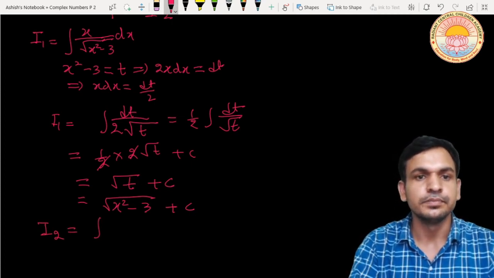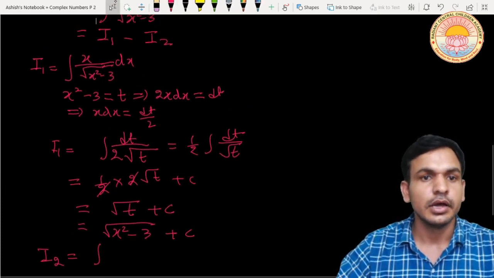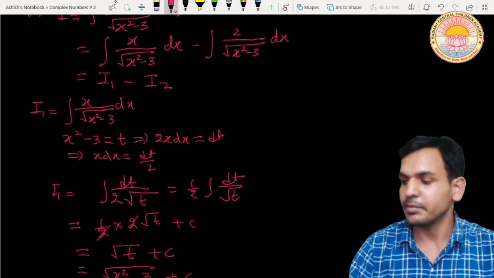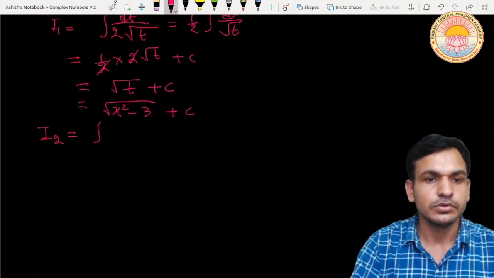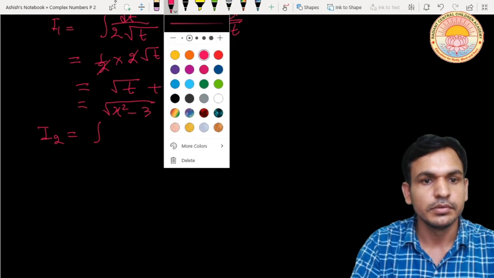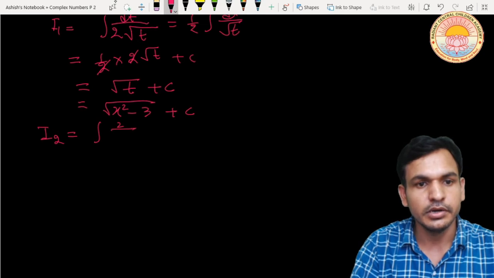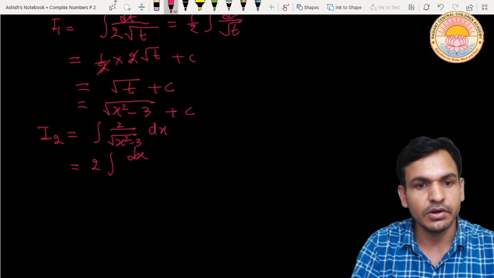I2 was equal to integral of 2 upon square root of x square minus 3 dx. 2 is constant, it can be written before the integral operator, so we will get 2 times integral of dx upon square root of x square minus 3.